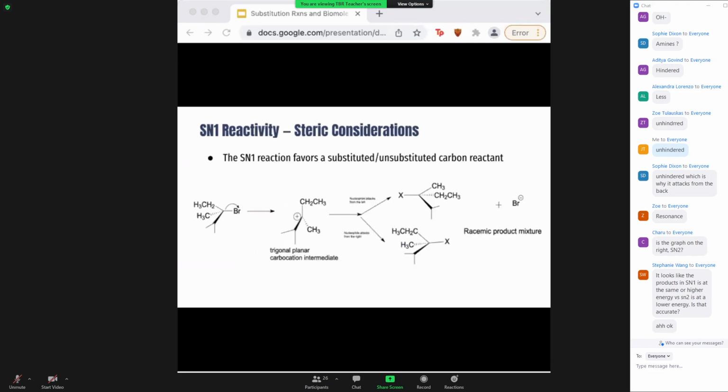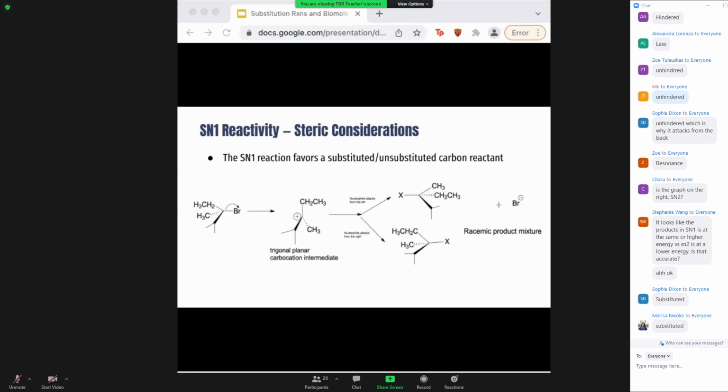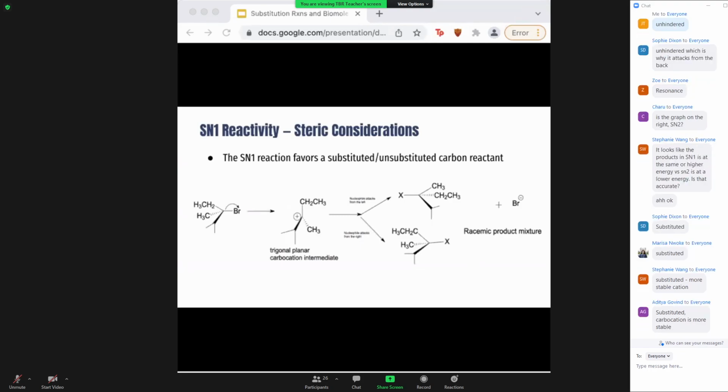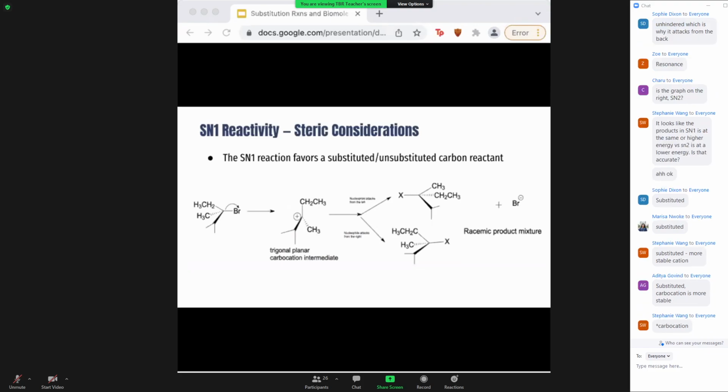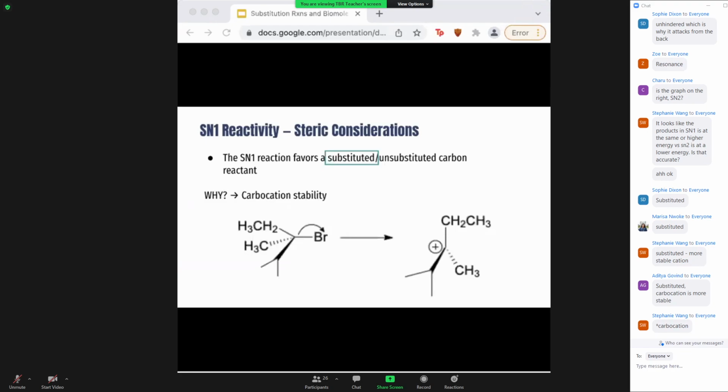So as we were talking about this before, based on the mechanism, do you think that the SN1 reaction is favored by a substituted carbon reactant or an unsubstituted carbon reactant? So do you think it would prefer, for example, a tertiary carbon or a primary carbon? Yep. Perfect. And your reasoning is amazing. Exactly. So it prefers a substituted carbon reactant.